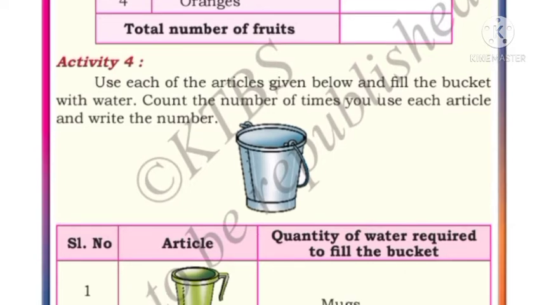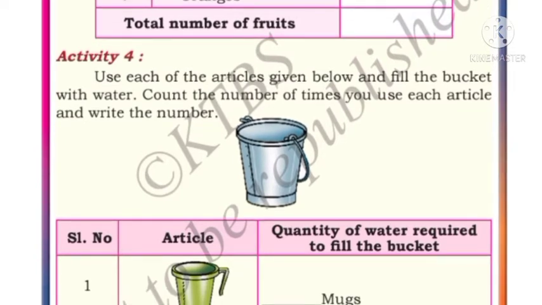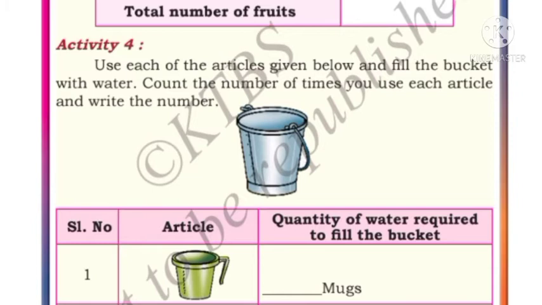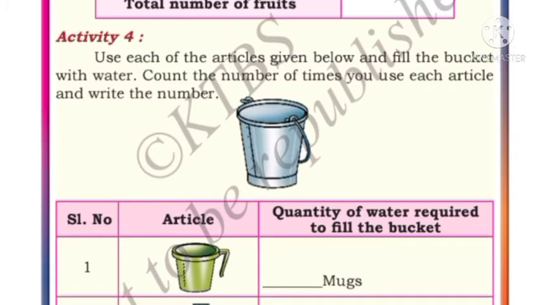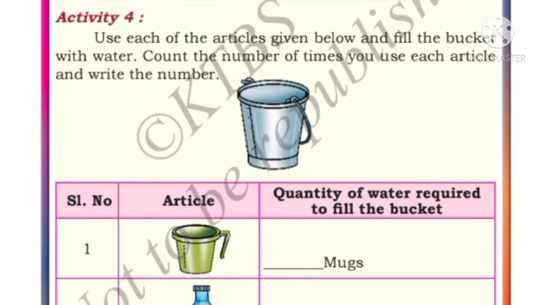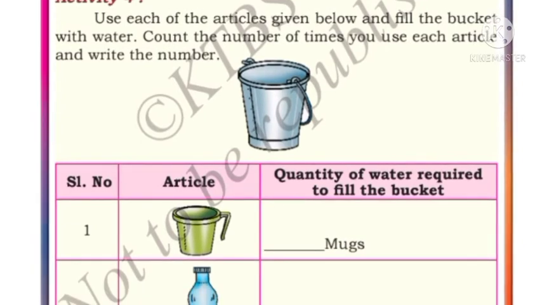Okay, then let us move to the next activity. Use each of the articles given below and fill the bucket with water. Count the number of times you use each article and write the number. See here, one bucket is there.